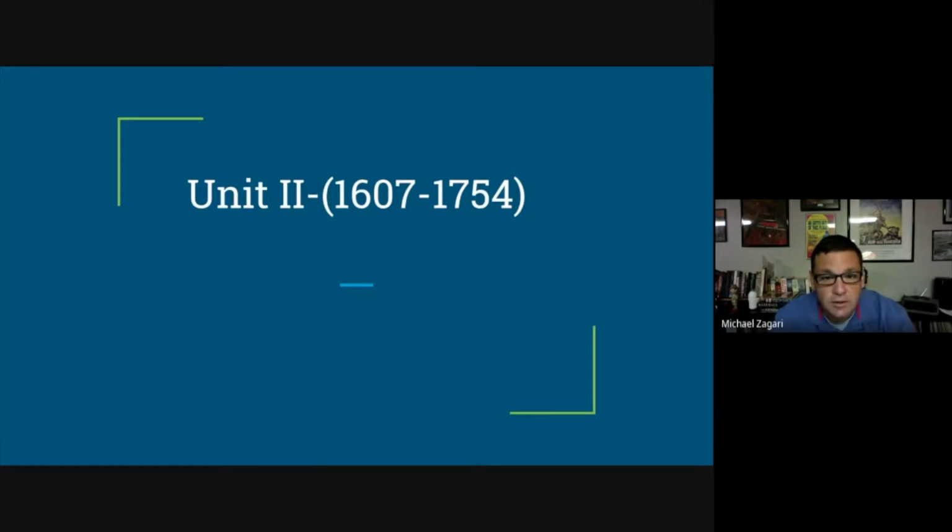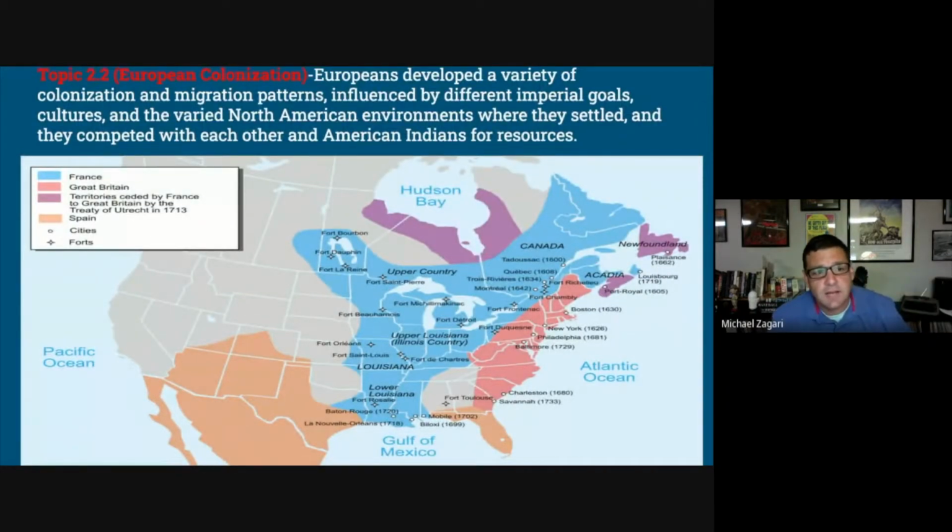So let's get started. First topic 2.2, we're looking at European colonization. And just a reminder, as we go through these videos, there are times where these topic numbers, the way that College Board has it set up, don't really coincide with the video that we're doing. For the most part, we'll make that clear for you. But for this video today, I will be going in the order that College Board has it.